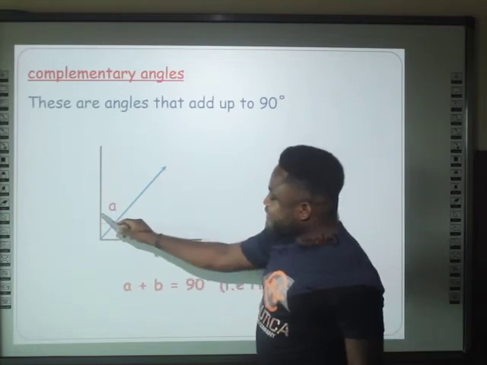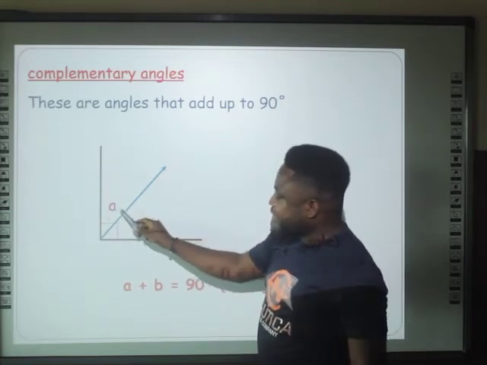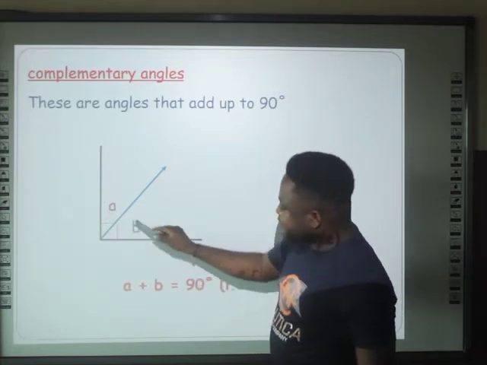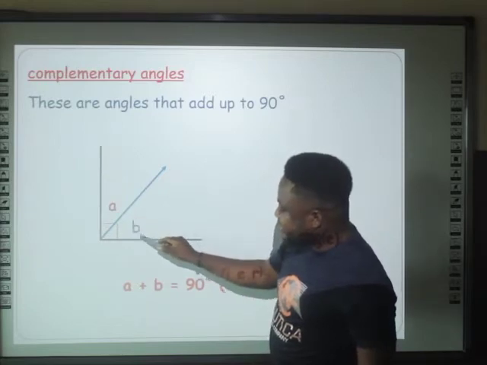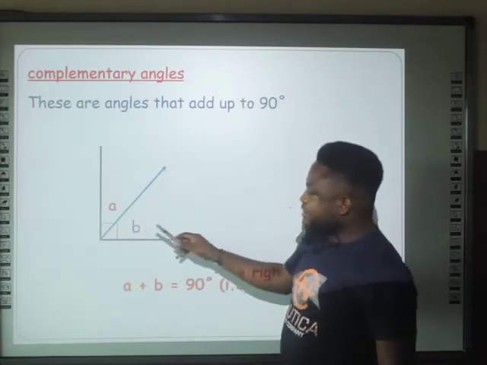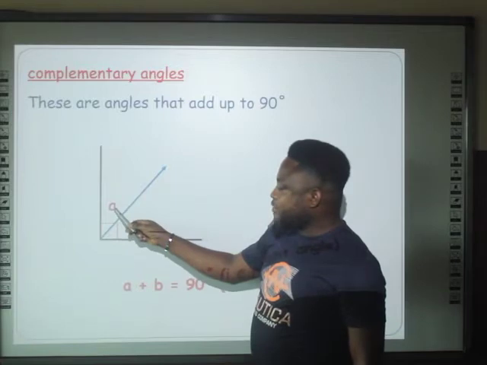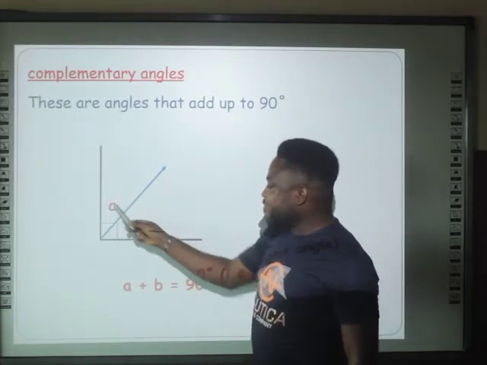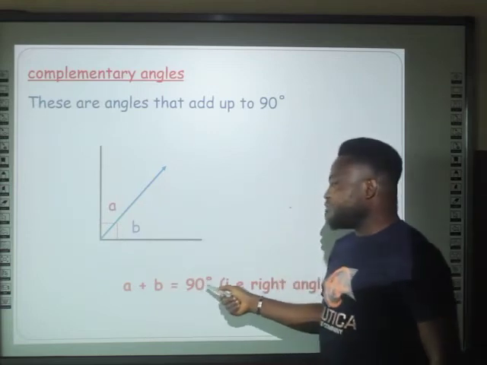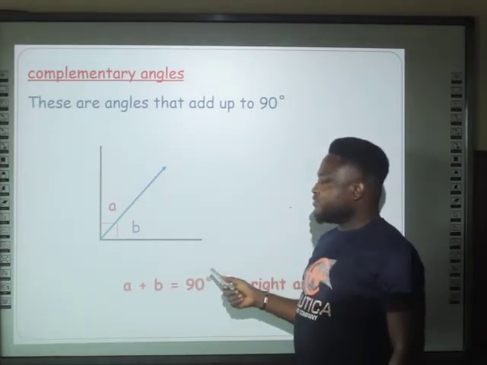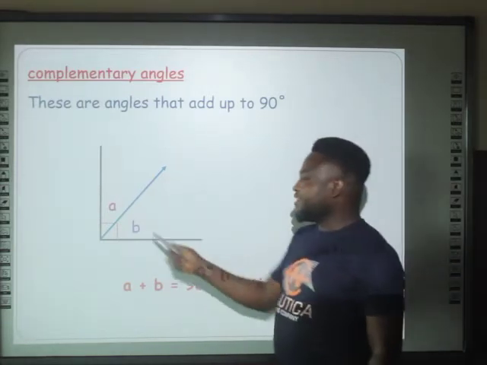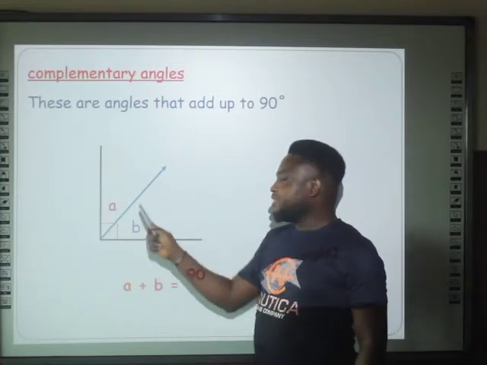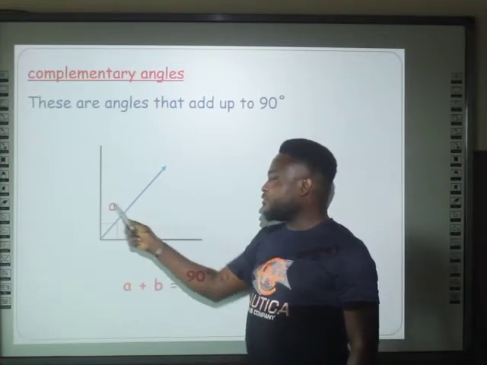Between this line and this line, this angle is A. Between this line and this line, the angle here is B. This angle is a complement of this other angle. That means if you add the two together, they must add up to 90 degrees. So the complementary angles are angles that add up to 90 degrees.